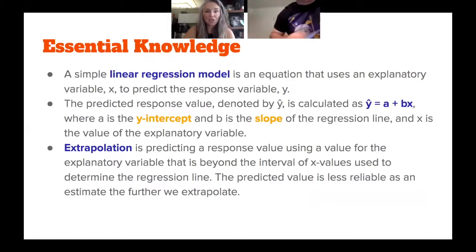So your high school algebra 1, algebra 2 teacher probably called this a line of best fit. And we're not going to call it a line of best fit. We're going to call it a linear regression model. And we're going to use this Y with this little triangle over it. A lot of times you'll see this called Y hat.